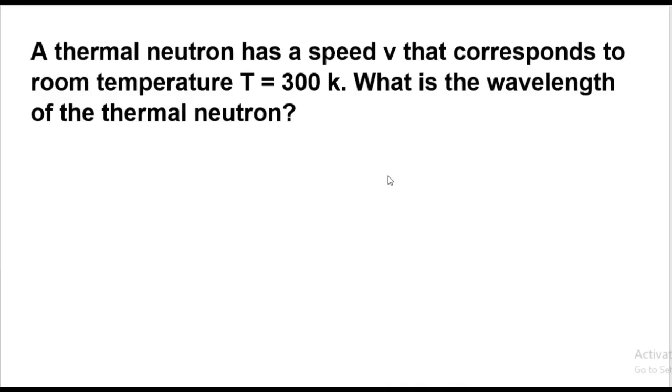Today, we shall be looking at a problem on quantum mechanics. The question says: a thermal neutron has speed v that corresponds to the room temperature T equals 300 Kelvin. What is the wavelength of the thermal neutron?